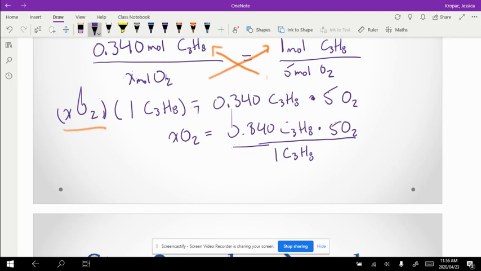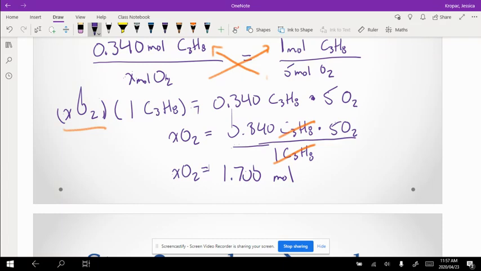Now, if we've done this correctly, this is going to make sure that we cancel out. So we're going to have propane being divided by propane. So that's going to cancel out. So our number of moles of oxygen, so XO2, is going to be equal to 0.34 times 5. If I plug that in my calculator, I'm going to get 1.700 moles of oxygen. So that was step 2. I've now done my molar ratio.